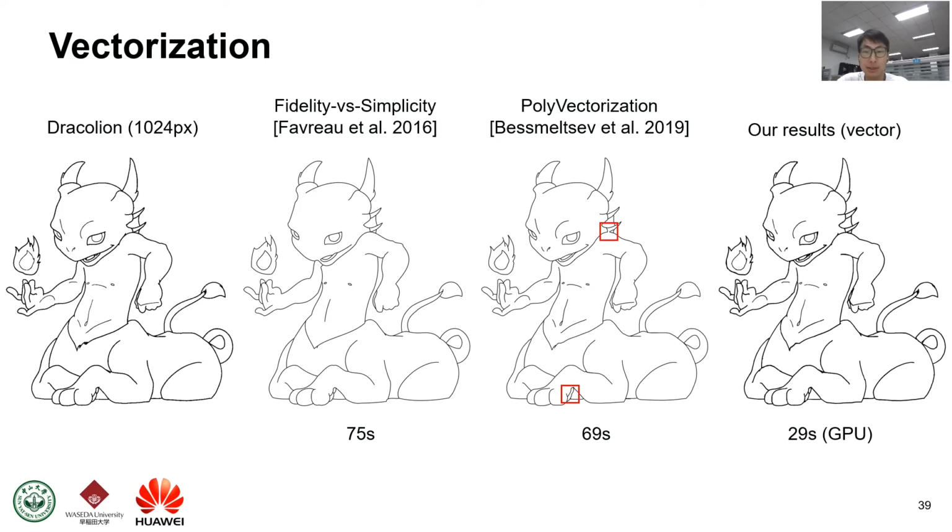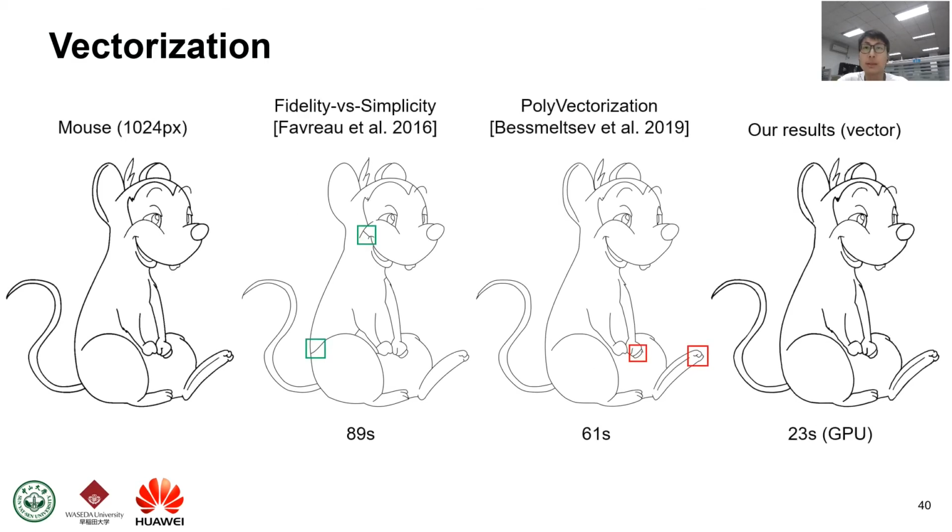The computation time is shown under the figures. We can see that our approach is much faster. This is another example. We can see that fidelity versus simplicity produces connected strokes, and polyvectorization has similar artifacts. And they both take longer computation times than ours.